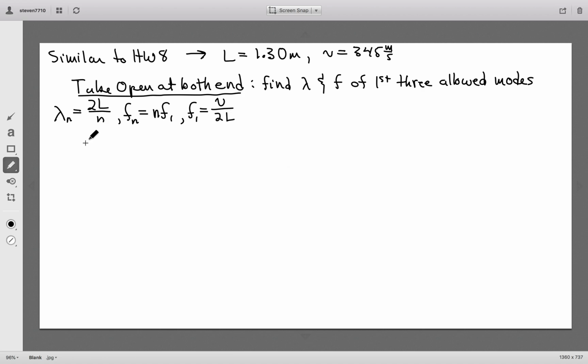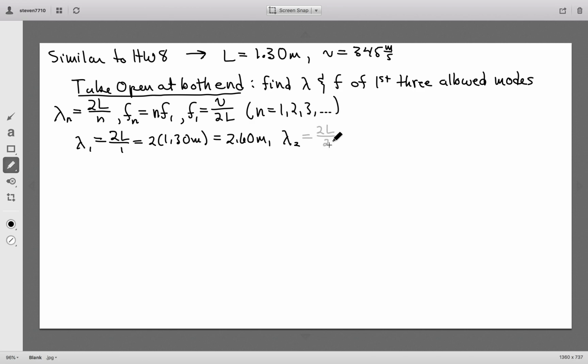So let's go ahead and give it a whirl. Lambda 1, well, it's 2L over 1, which is just 2 times 1.30 meters. And so that's 2.6 meters. Lambda 2, right? And what's important here is to remember, oh, integers, 1, 2, 3 are your first 3 allowed modes. Lambda 2 is 2L over 2. The 2's cancel, so it's just equal to L, the length of the tube.